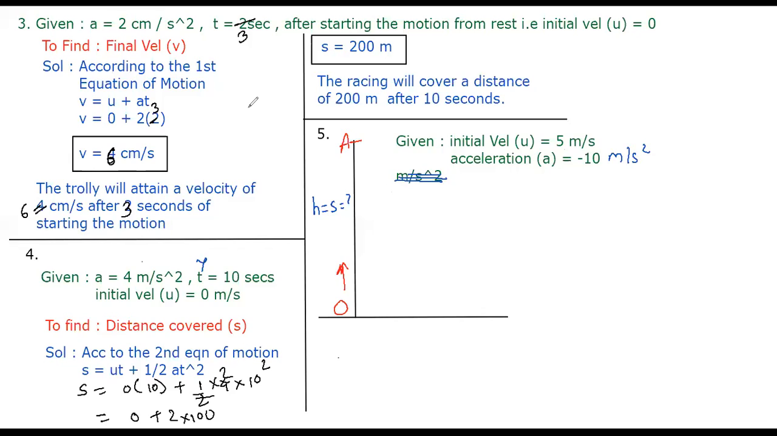One more thing is given to me. Who will tell me which is another thing that is given to me? Time is not known, distance traveled is not known, but one more thing is known. Which is that known thing to us? Final velocity. How much will be the final velocity? 0 meter per second. Now, why 0 meter per second?